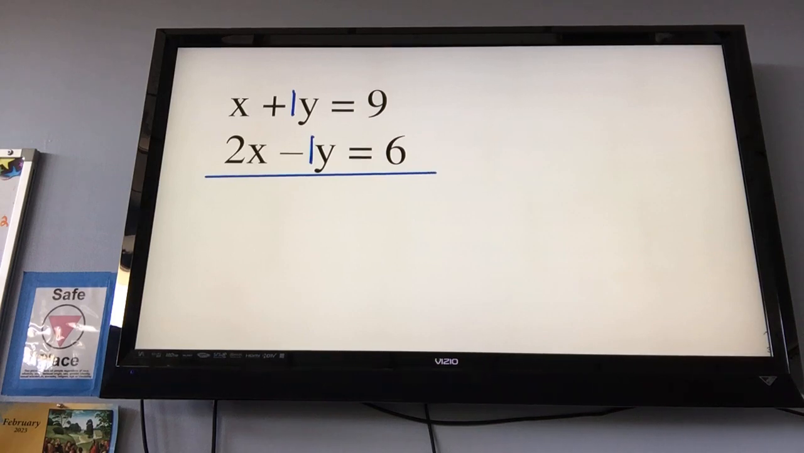Remember, that was our first option. So sometimes you don't have to do anything, you just add. So 1 and 2 is 3. Y's are eliminated. 9 plus 6 is 15. Divide by 3, and x equals 5.